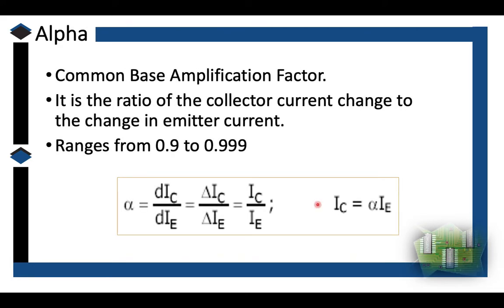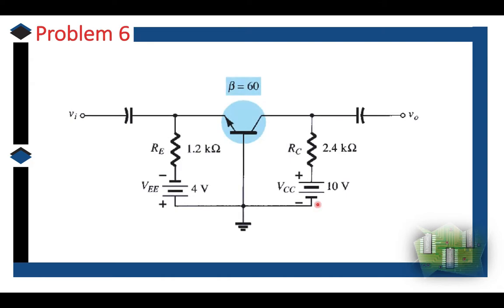Ang isang parameter that we're concerned with common base is alpha. Alpha is the ratio of collector to emitter current. Alpha is always less than 1. It has the range of 0.9 to 0.9999. So, as you can see, this is a common base na sinolve naman natin sa mga previous videos natin. So, your input voltage is at the emitter side and your output voltage is at the collector side. Again, pag common base, you have your input at the emitter and output at the collector. Default na output ang collector.